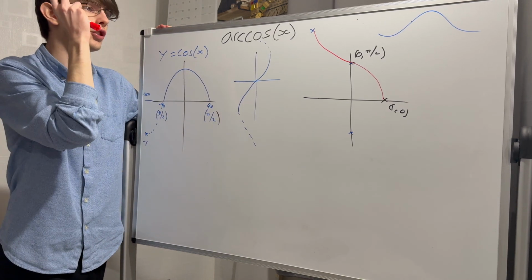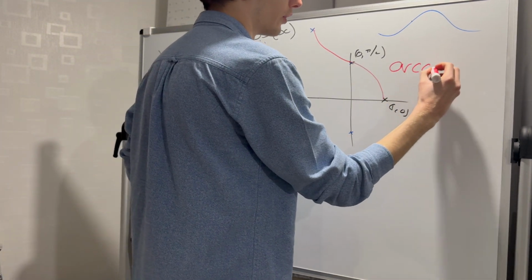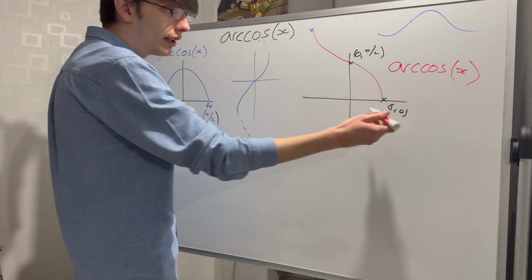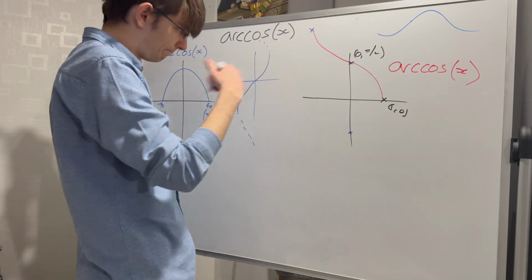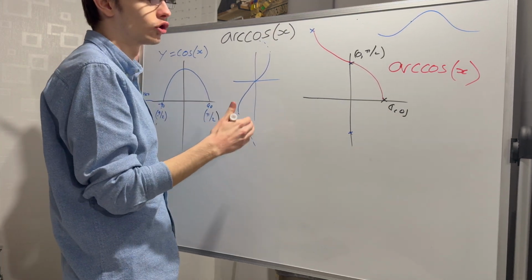And this is the restricted version, it's the final version of my arccos graph. If I kept going this way or this way, then I will end up with a function that is not 1-to-1.